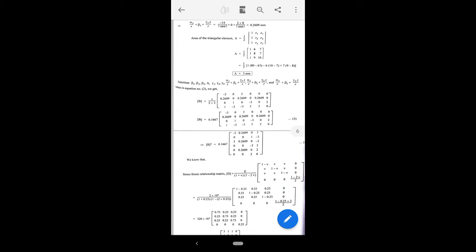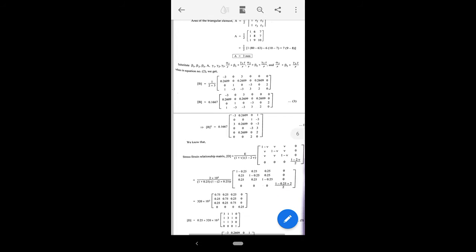Here it is not possible to take any value outside the matrix. Again you can find B transpose. Here every row is converted to a column and every column is converted to a row. Next we can find the stress strain relationship matrix. The matrix is called D. It is a formula. Simplify the formula. Here we can take out 0.25, then 0.75 is converted to 3 and 0.25 is converted to 1.